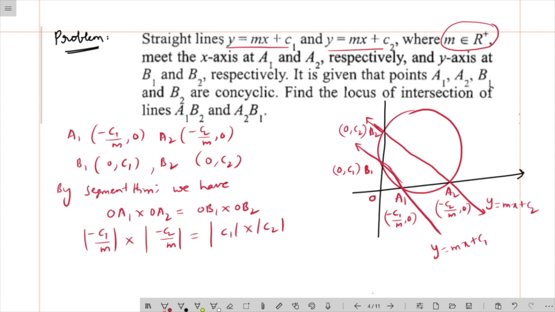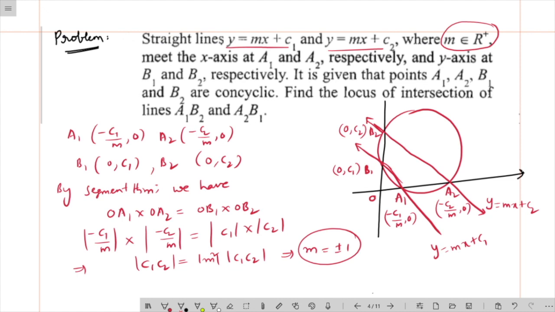This can also be written as |c1c2|/m² = |c1c2|, which implies that m² = 1, or m = plus or minus 1. So m equals plus or minus 1, and if so, what are these two points A1 and A2 we can consider?